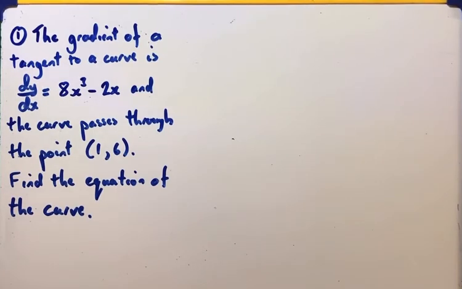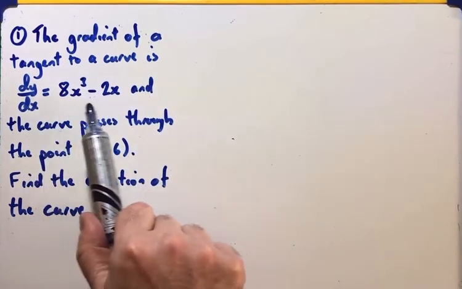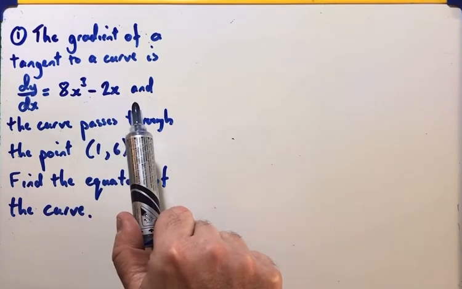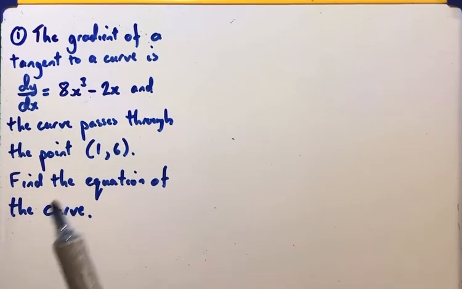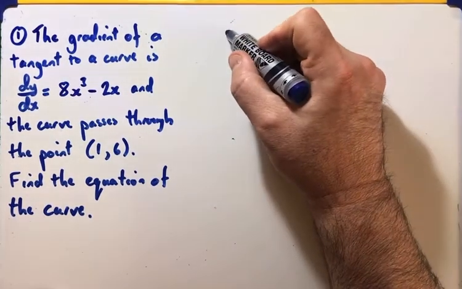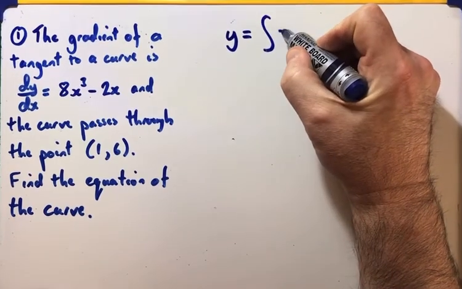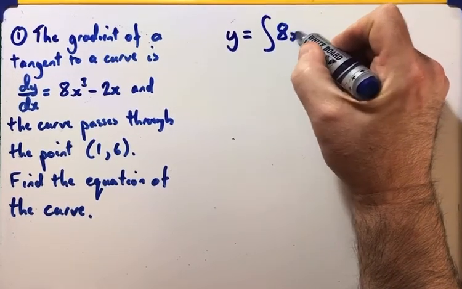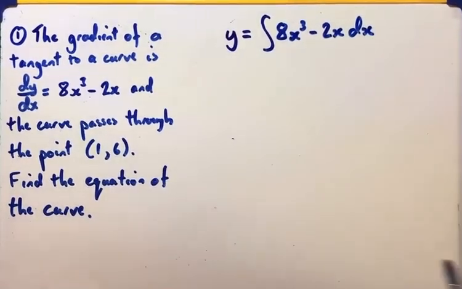So a typical question like this one says, the gradient of a tangent to a curve is dy by dx equals 8x cubed minus 2x, and the curve passes through the point (1, 6). Find the equation of the curve. So what we have to do is integrate to get back to the original expression, the expression for y. So the first thing I'm going to do is y equals the integral of the derivative, which is 8x cubed minus 2x dx, which is not a difficult integral to do.